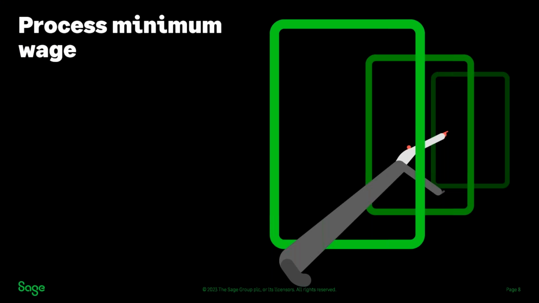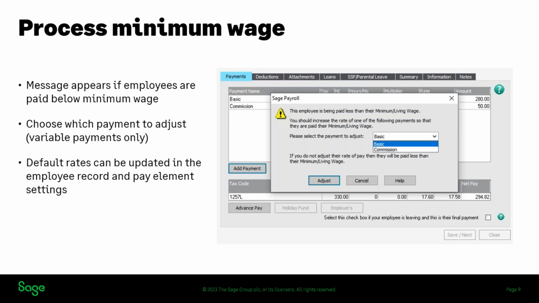So that is processing minimum wage employees, and a quick recap of how that all works. You get a message that appears if employees are being paid below their minimum wage. And if you're using variable payments, you will be asked if you want to select a payment to adjust. If it was a fixed payment, it will just alert you that they're being paid less than the minimum wage. It's down to you then to amend the rates in the employee record.